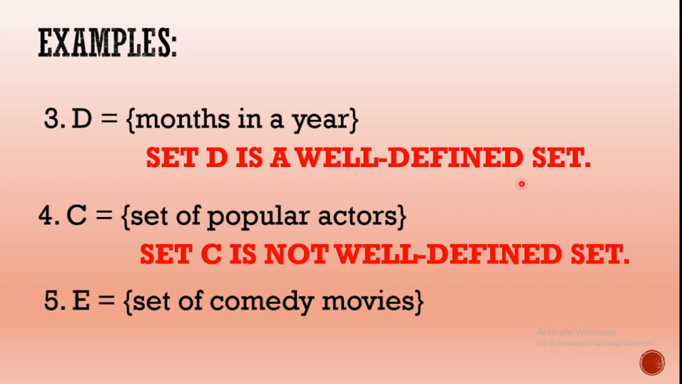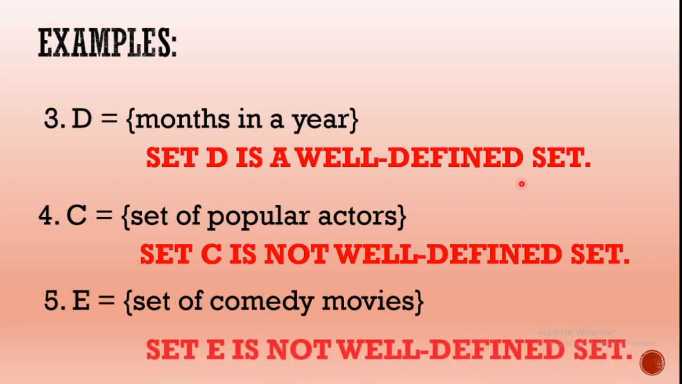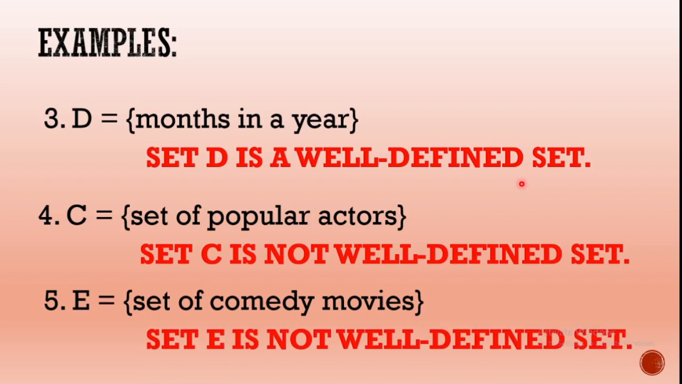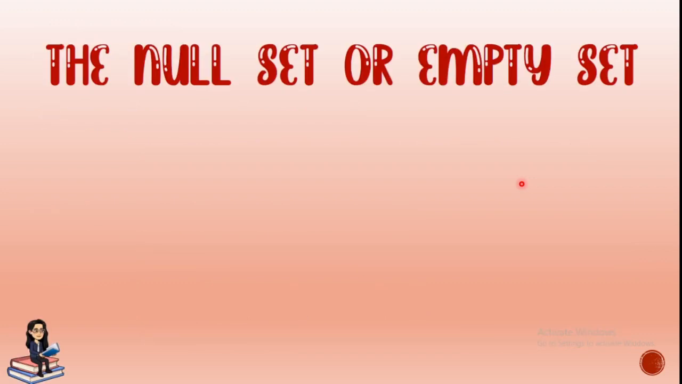So, number 5, set E is a set of the comedy movies. Is it well-defined or not well-defined set? Okay. So, set E is not well-defined set kasi nga po, hindi natin maibigay na eksakto or there is no exact element that we can put in the comedy movies. Kasi pwede yung comedy na yun ay pwedeng comedy romantic, pwedeng comedy action, pwedeng comedy drama. So, wala siyang specific na given para sa isang set na to. Okay po ba yun? Okay, so let's proceed.